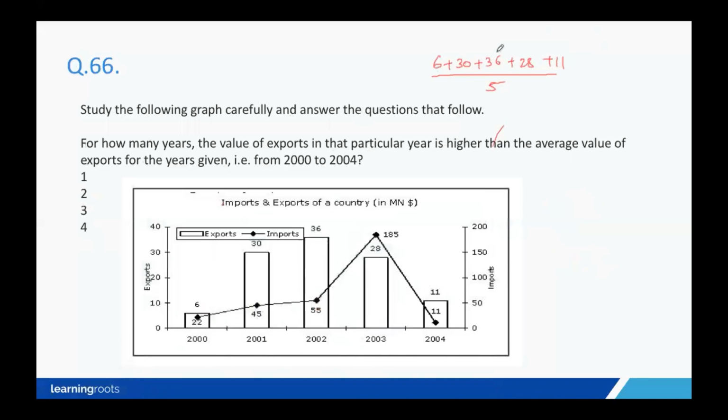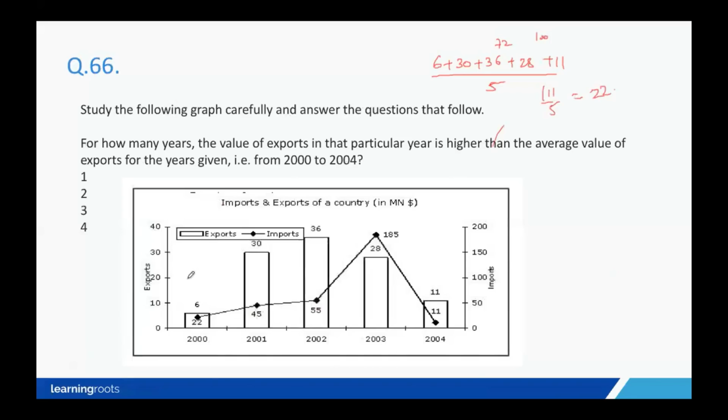Right, so this is 36 plus 36, which is 72. 72 plus 28 is 100. 111. So 111 by 5. 5 2s are 10. Again, 22 point something. Right, so 22 point something. Again, no need for calculating the exact value. So approximately 22 is the average of the exports.